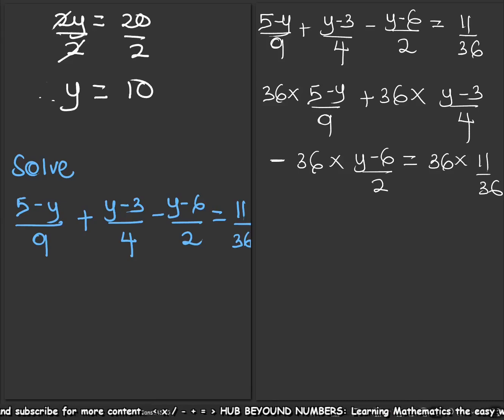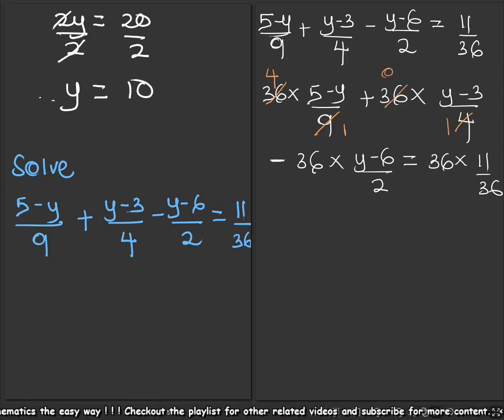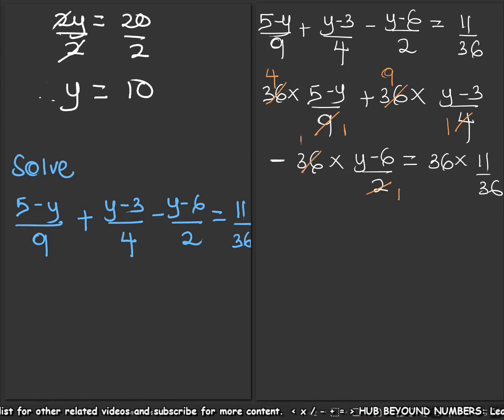So with this done, we make sure we evaluate the fractions. So in that case, the 9 here divides itself once, and it also divides 36 4 times. This 4 here divides itself once and divides 36 9 times. And you have 2 dividing itself once, and then dividing our 36, we have 18 times. Then this 36 just cancels out to this 36.